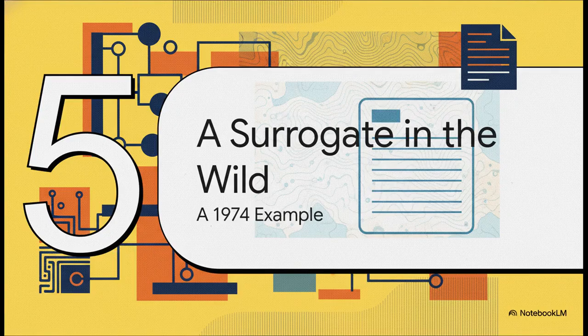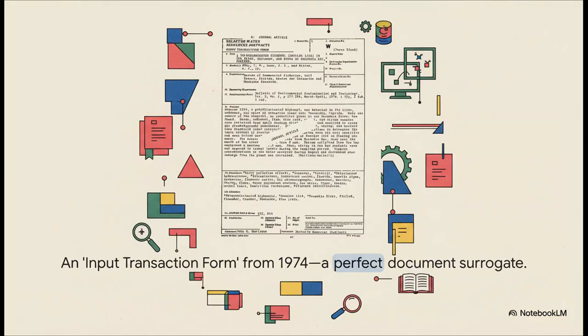All right, that's enough theory. Let's see how all these pieces, the abstract, the descriptors, and the identifiers, all come together in a real-world document surrogate from that 1974 guide. This is the fun part. Take a look at this.